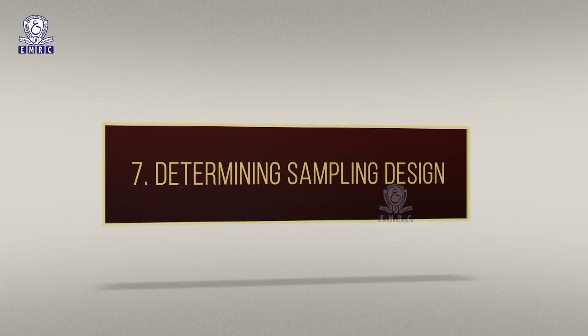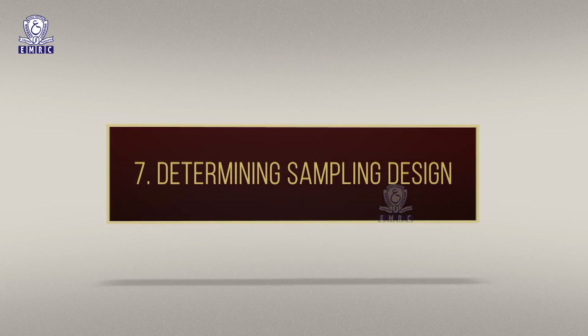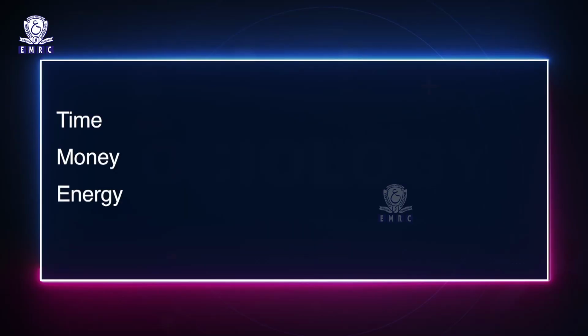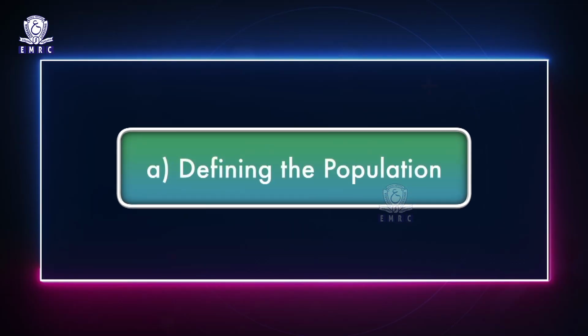The seventh step in research is determining sampling design. The complete record of all the items in the universe is not possible. It takes a great deal of time, money and energy. Therefore, a representative sample is selected. It is a definite plan chalked out prior to actual collection of data for obtaining a sample from the universe. The sample must be representative and adequate. The significant elements of sampling design are defining the population.